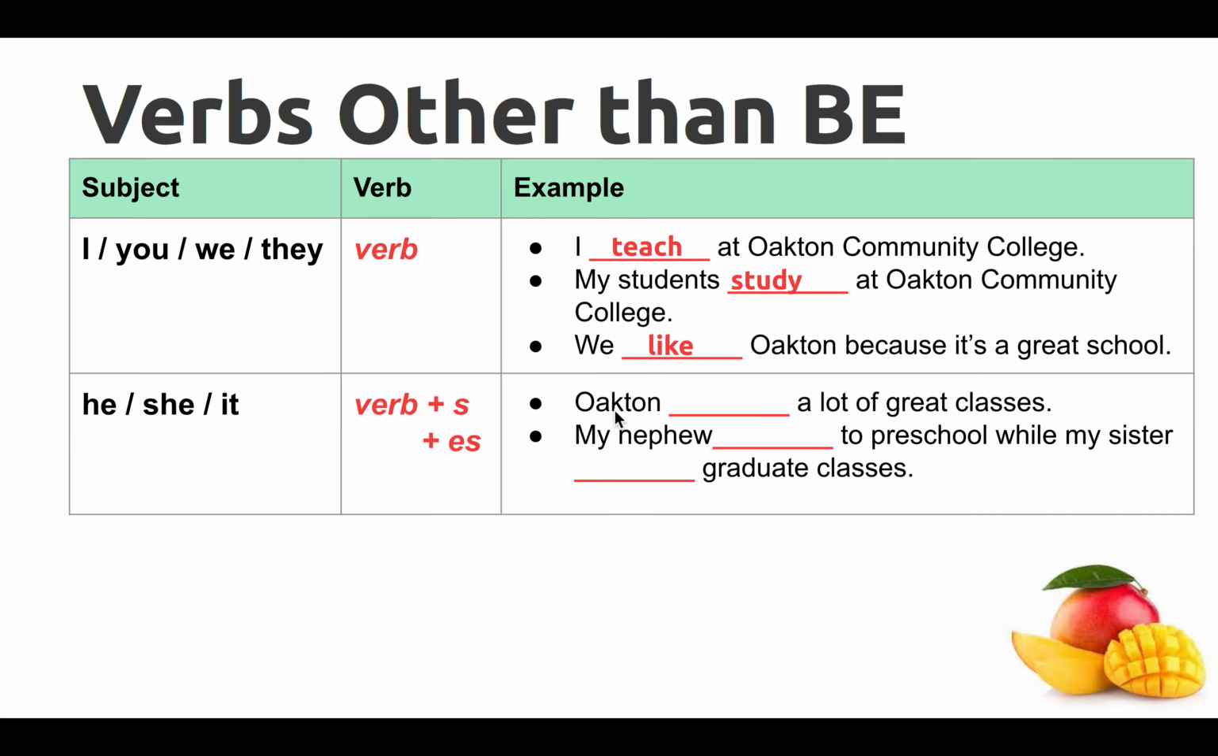The next one, Oakton, is it, right? So we have to add s. Oakton has a lot of great classes. My nephew is he, right? So what can we say? My nephew goes to preschool. While my sister is she. So we're also going to add s. While my sister takes graduate classes. So again, when you have a verb other than be, we only have 2 forms of the verb, but you need to look at the subject that will tell you which form of the verb to use.